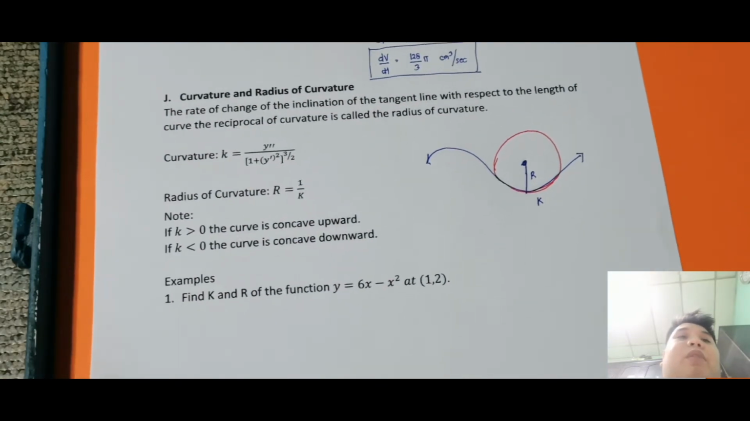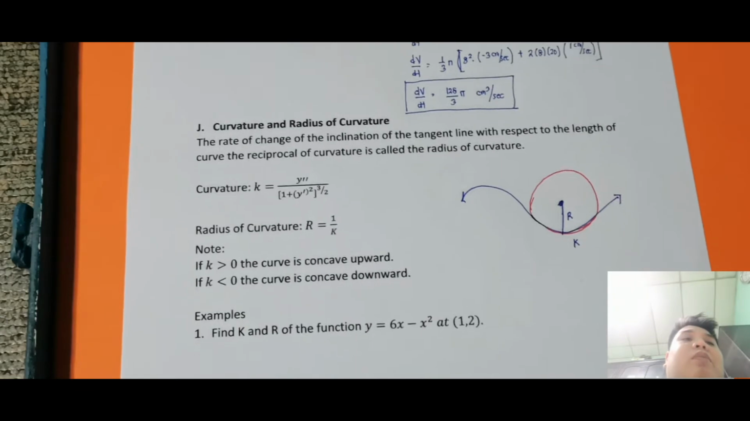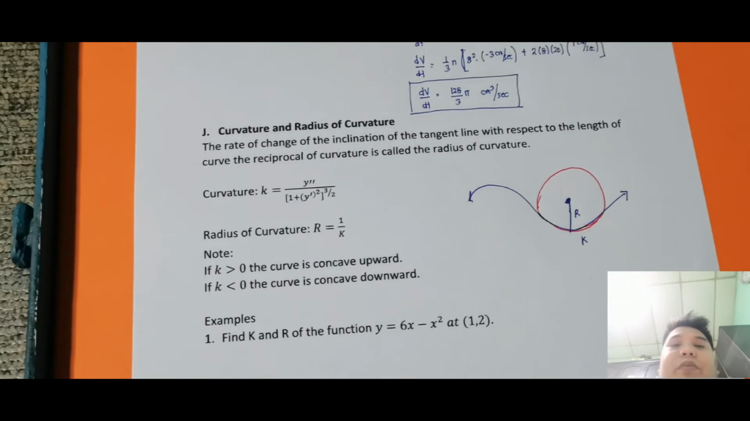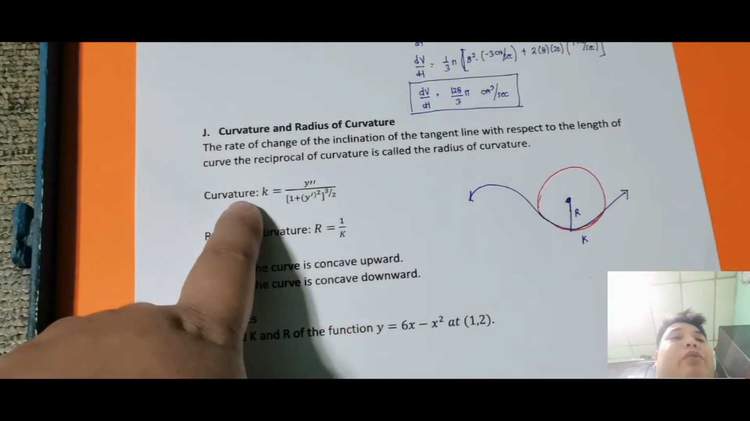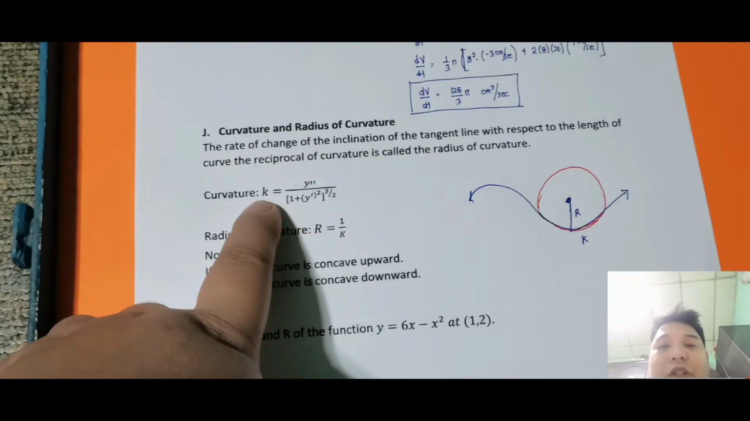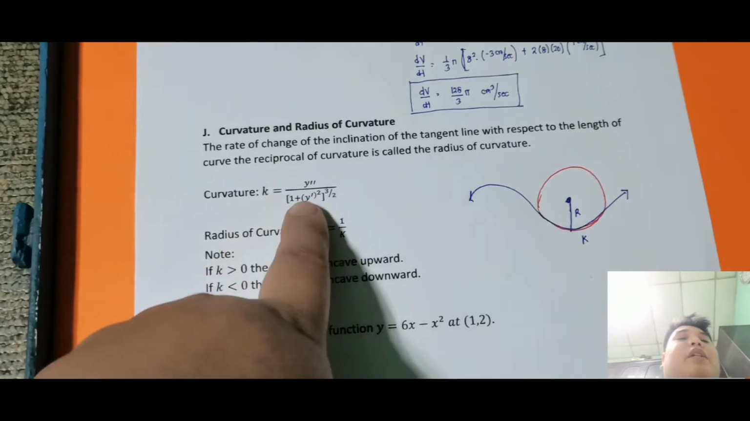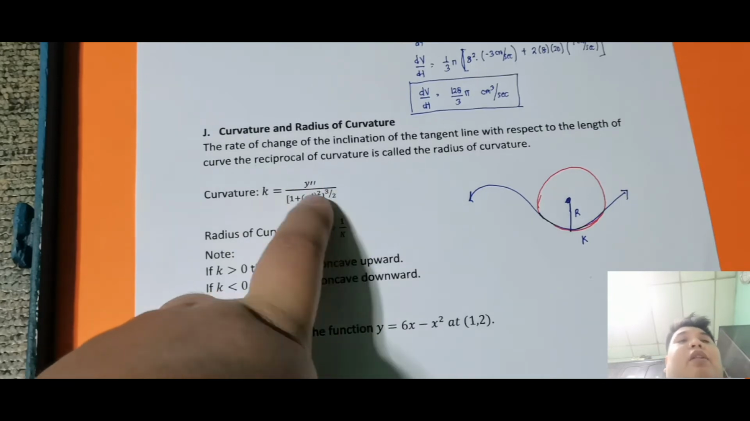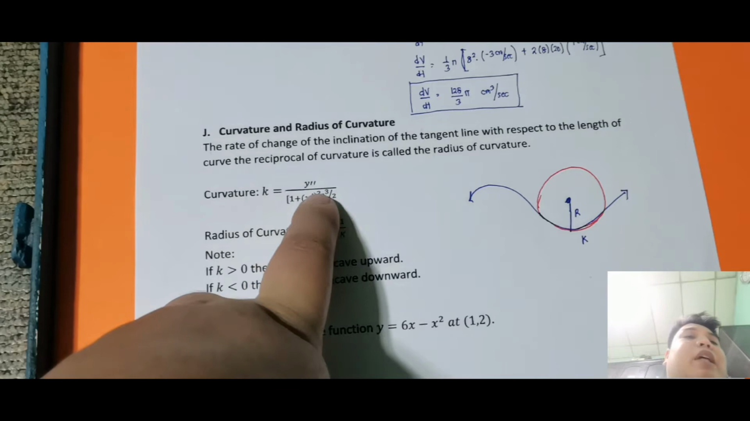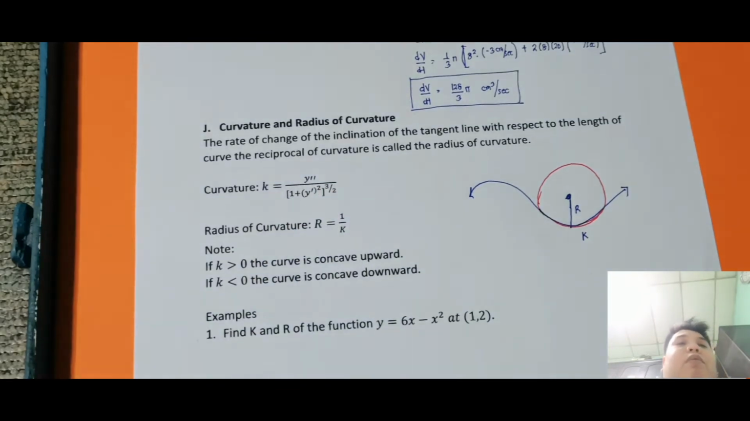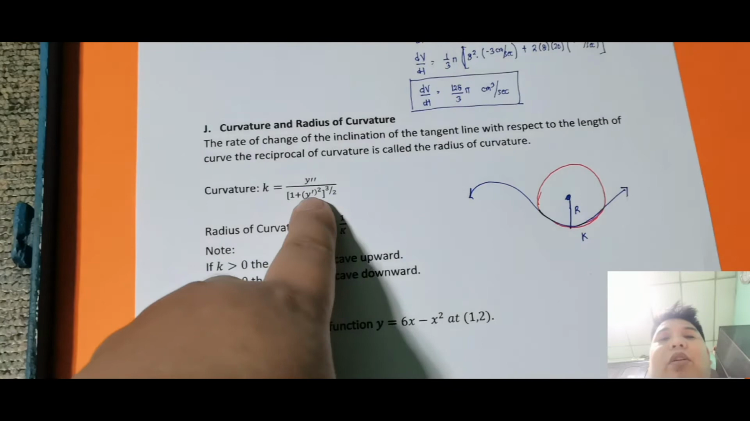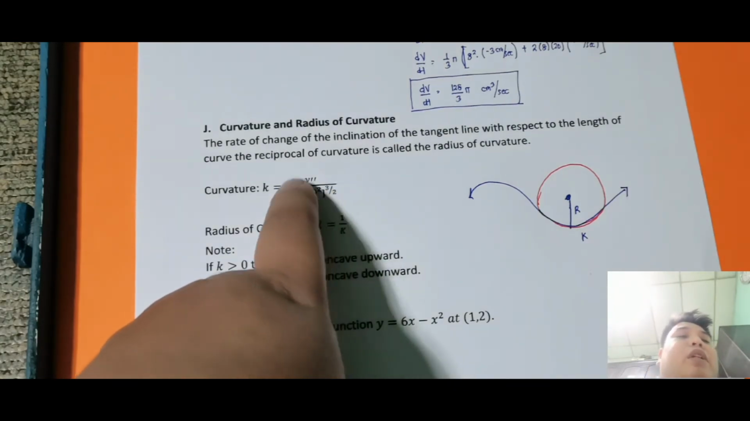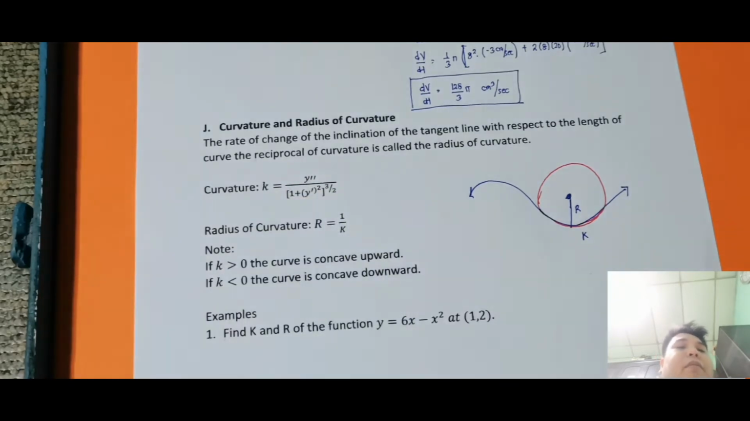So, as stated, the rate of change of the inclination of the tangent line with respect to the length of the curve, the reciprocal of curvature is called the radius of curvature. Okay, now the formula of curvature. Let us name curvature as K. K is equal to y double prime at the value of x and y, all over 1 plus y prime squared, raised to 3 over 2. So you first square y prime, add it to 1, then raise it to 3 over 2, then divide y double prime by that.